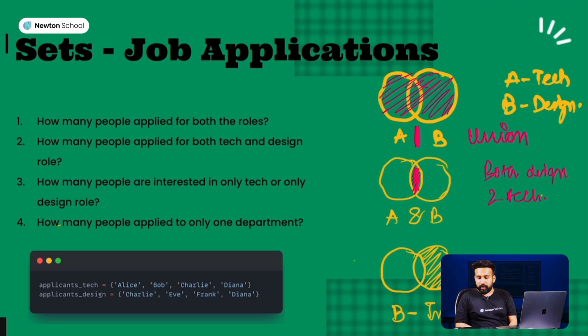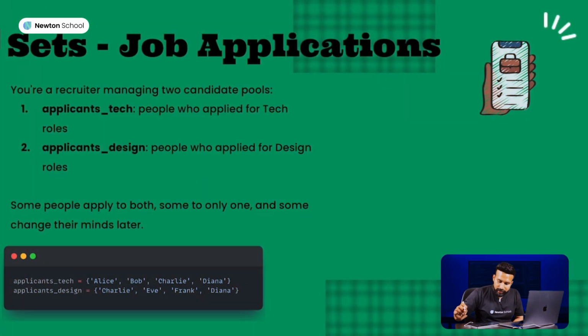Correct? Or I could also do union of A and B minus, okay, this part. That's the same thing. So we'll try to understand sets using another case called job applications.